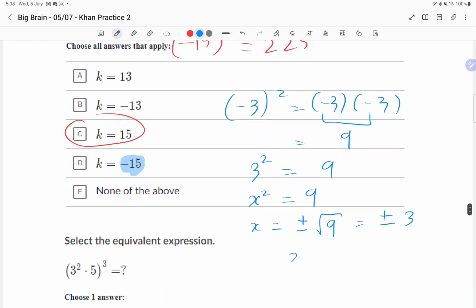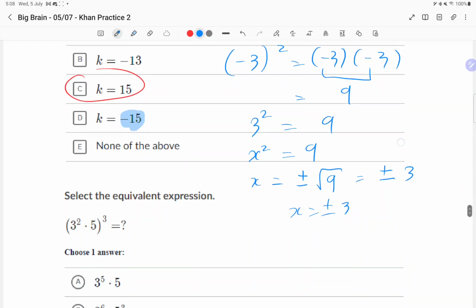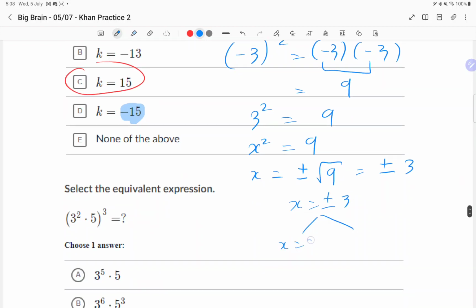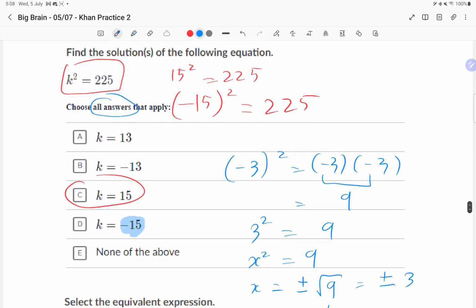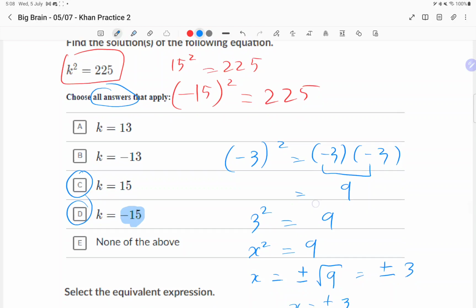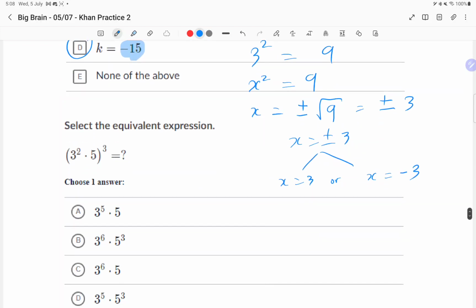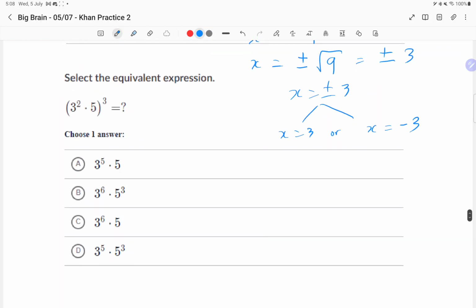So x equals plus or minus 3 means that x could be 3 or x could be negative 3. Because when you square any number, negative or positive, you get the same answer. That's why it could be either a negative or a positive number. So there are two answers. That's why in this one, they ask you to choose all answers that apply. So the answers would be C and D. Okay? We're getting close to the end of all my explanations, and you can get started soon.